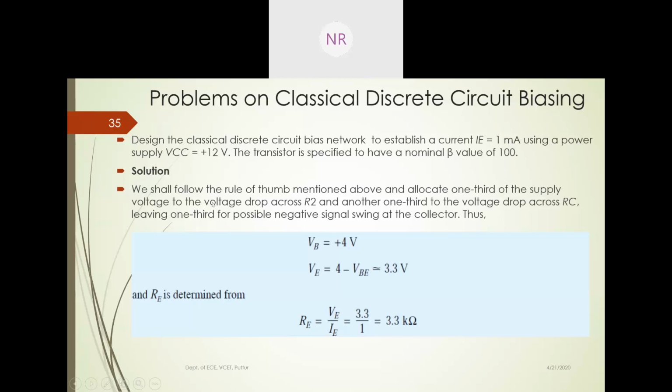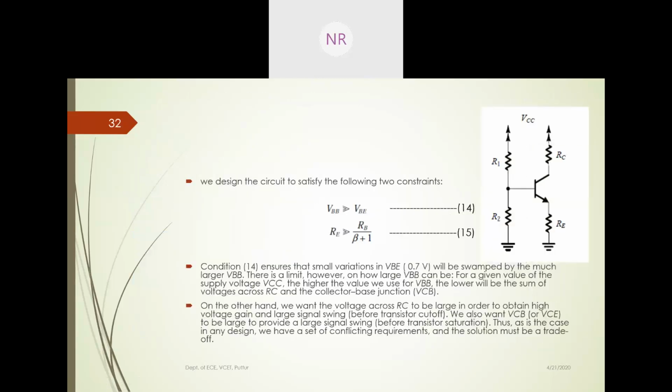Okay. So we shall follow the rule of thumb. The first constraint we know is that the VBB value should be greater than the VBE value. For that a trade-off is done. The second one is that the RE value should be greater than RB divided by beta plus 1. For this, the conclusion we made is that the voltage divider current, whatever current is flowing in this voltage divider network, should be within the range of your emitter current, that is, IE to 0.1 IE.